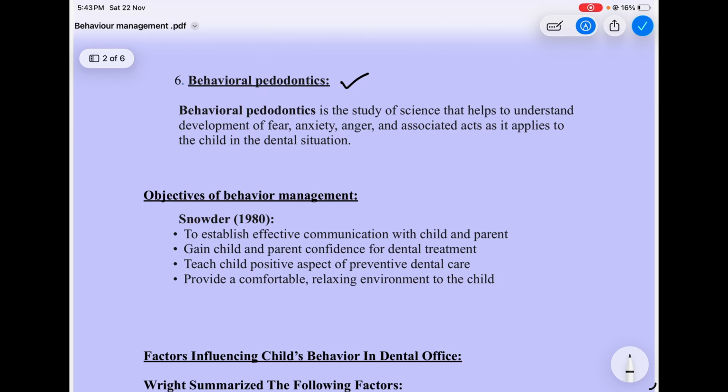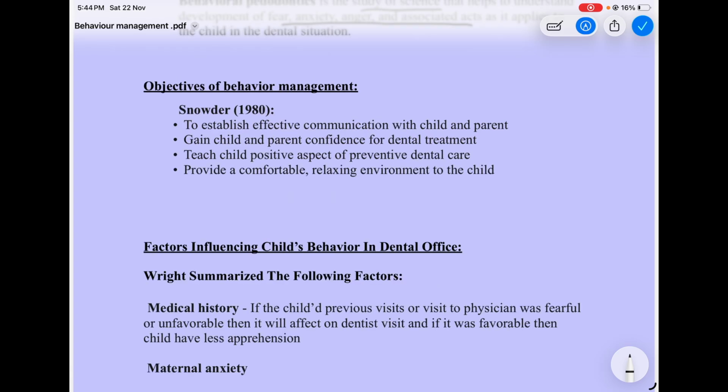Then behavioral pedodontics. Behavioral pedodontics is the study of signs that help to understand the development of fear, anxiety, anger, and associated acts as it applies to the child in the dental situation. So by understanding all these, we can apply behavior modification by shaping and guidance. What are the main objectives of behavior management? According to Snoder in 1980, the objectives are to establish effective communication with the child and parent, gain child and parent confidence for dental treatment, teach the child positive aspects of preventive dental care, and provide a comfortable, relaxing environment to the child.